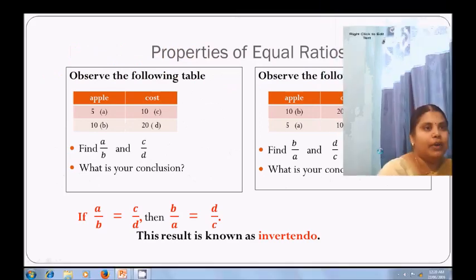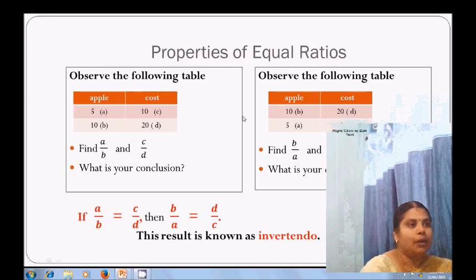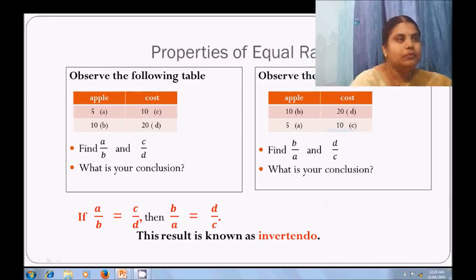Now let us discuss properties of equal ratio. Observe these two tables. In the first table, 5 apples cost 10 rupees. 10 apples cost 20 rupees. Calculate A by B and C by D. In this case, A by B is 1 by 2, and C by D is also 1 by 2. Observe the next table, B by A and D by C. After calculating this, we get B by A is equal to 2 and D by C is equal to 2. It means that these two ratios are equal.